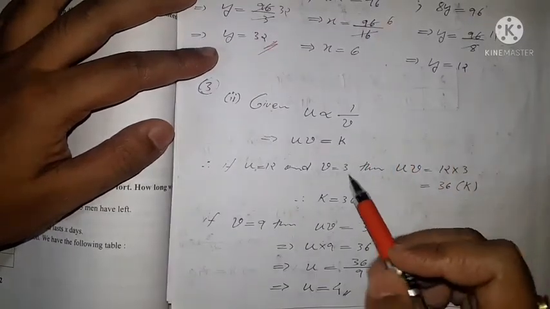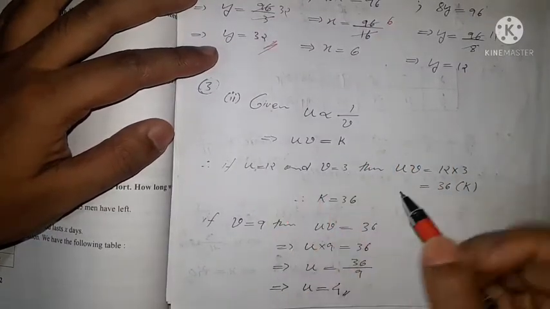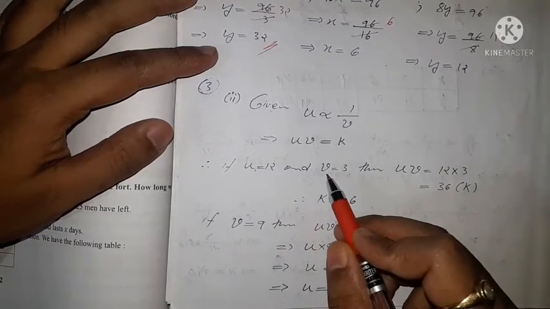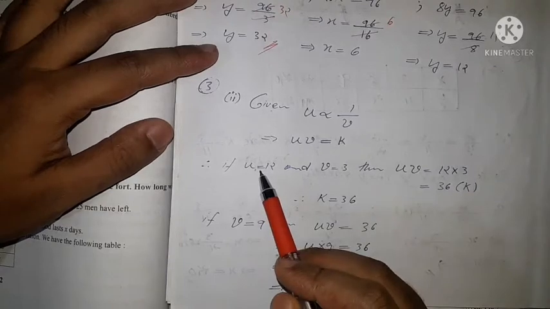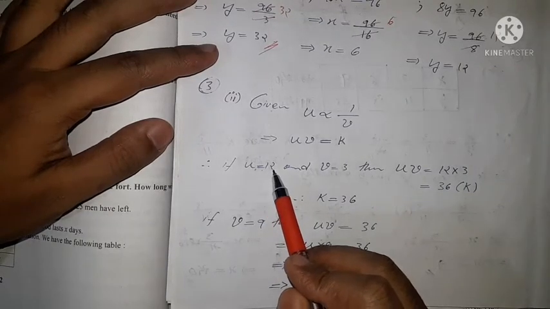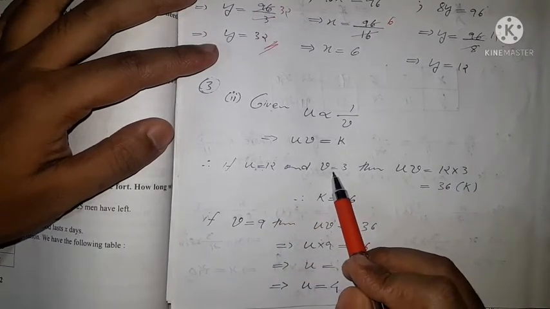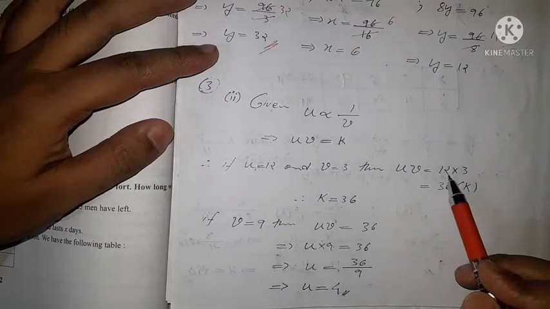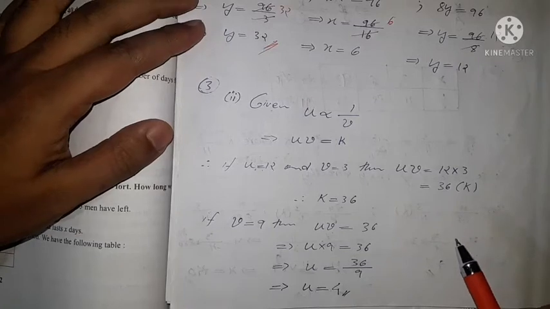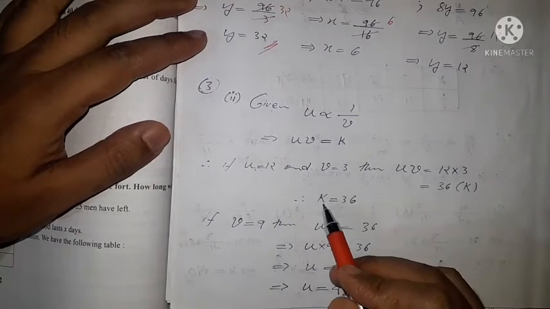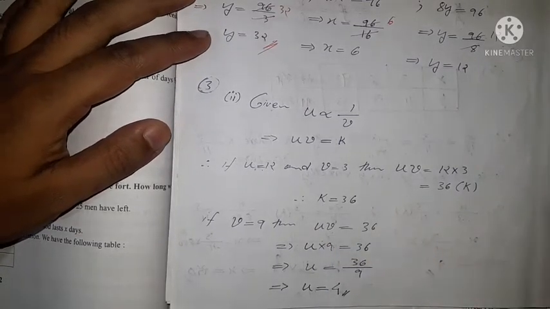So if u equals 12 and v equals 3, then uv, as already given in the question, when u is equal to 12 and v is equal to 3, then u into v, that means 12 into 3, is equal to 36. This is the value of k. So therefore k is equal to 36.